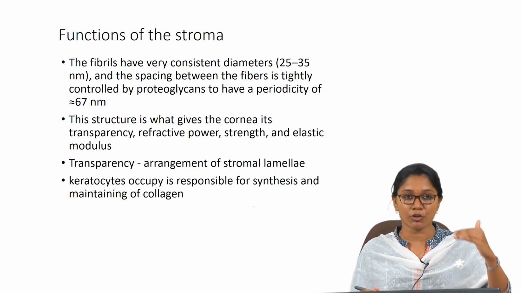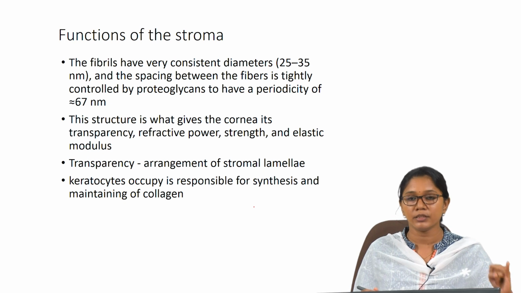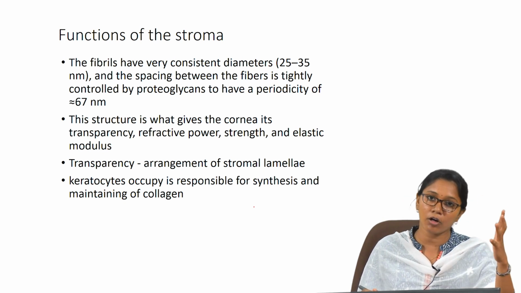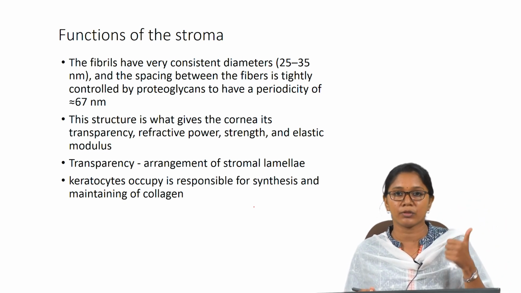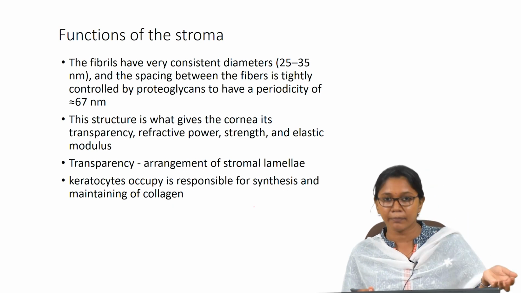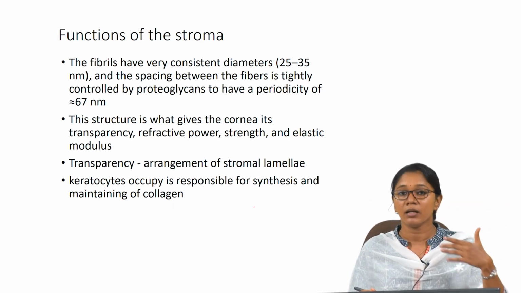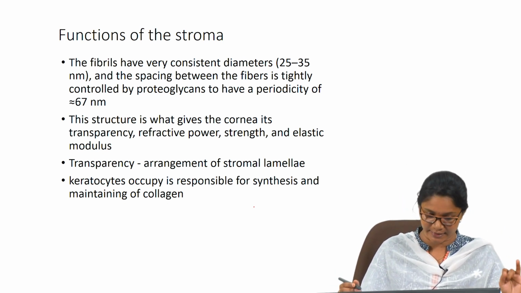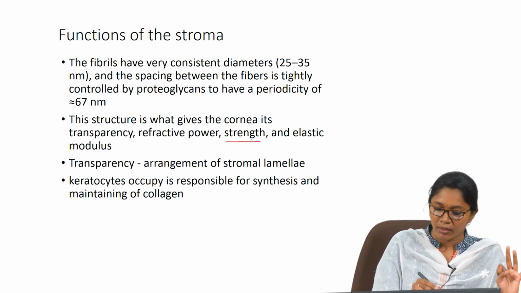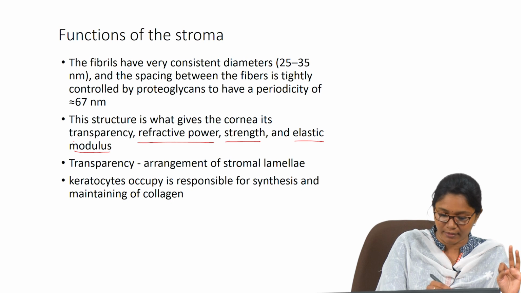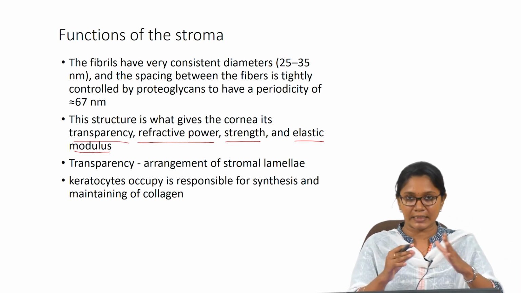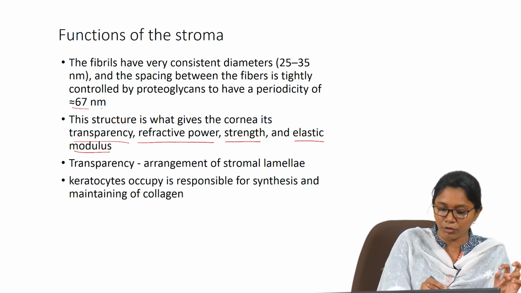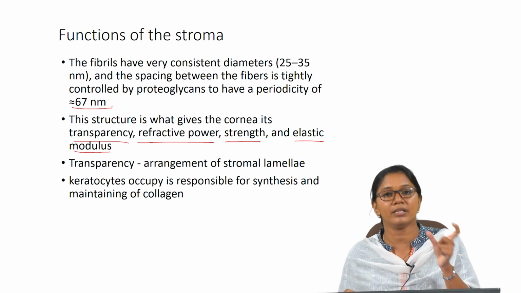So, what are the functions of this big stromal layer? The stromal layer is known for the transparency of the corneal tissue. Whenever corneal tissue comes to mind, transparency is one of the major functions, because that is the reason you are able to transmit and refract light and have vision. These properties give you elasticity, strength, refractive power, elastic modulus and transparency. The fibrils are very consistently arranged, as I have said, and the spacing between the fibers is tightly controlled to give a periodicity of around 67 nanometers.